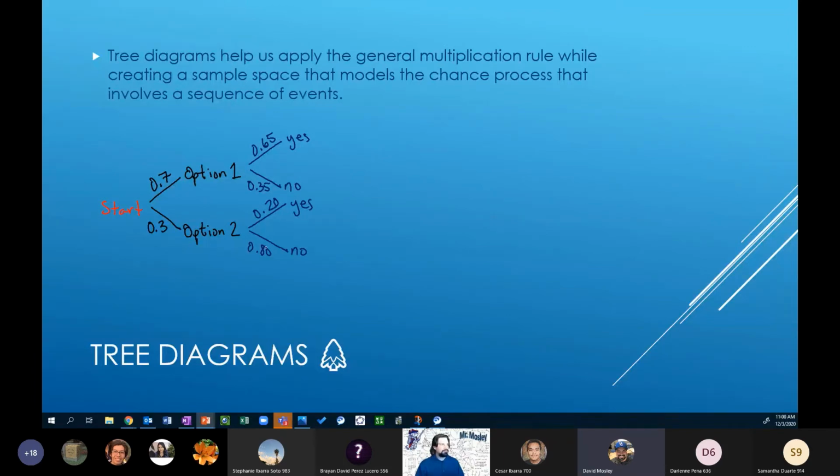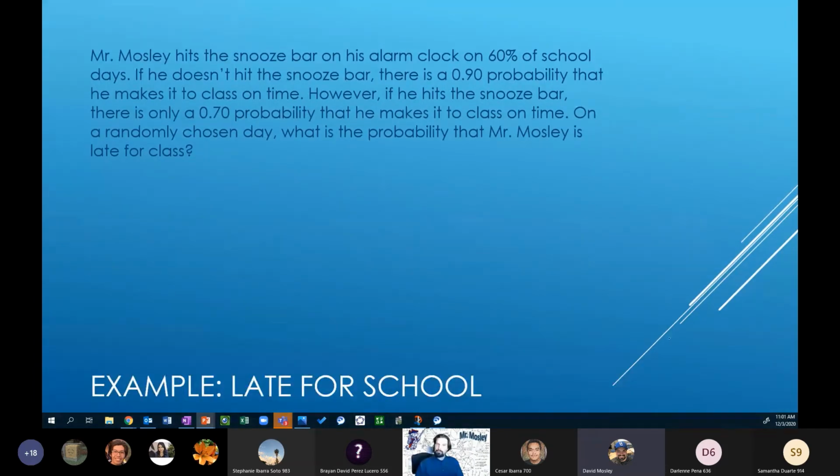Are there any questions about a tree diagram? Does anyone need a moment to write or draw any of the stuff from this slide? Okay. So let's do an example.